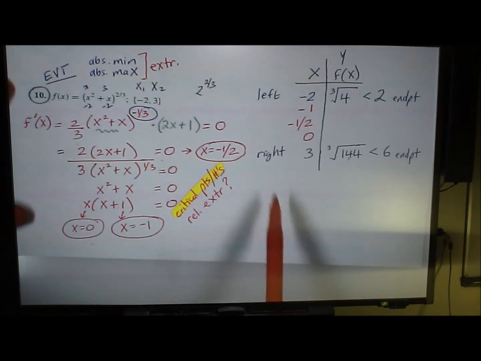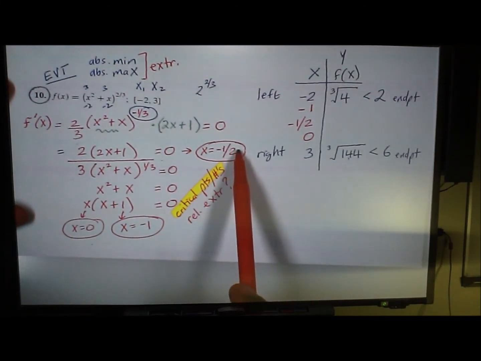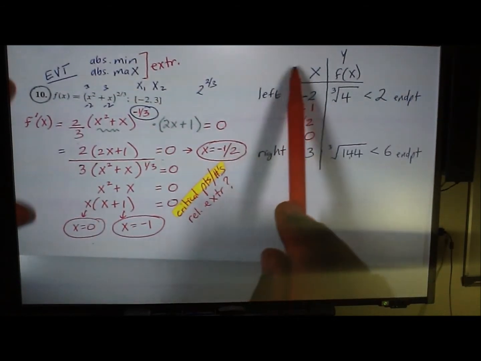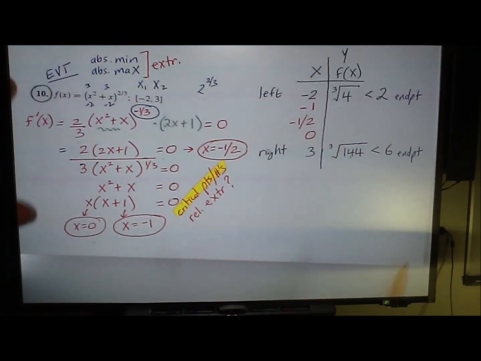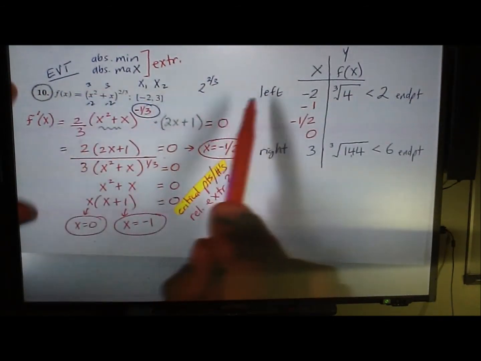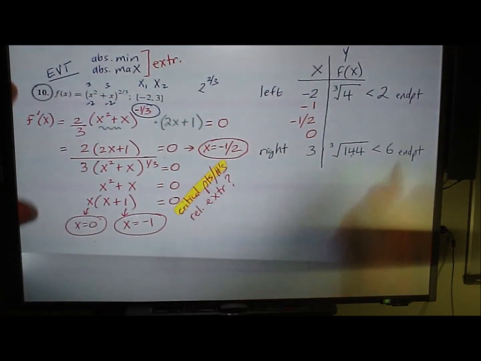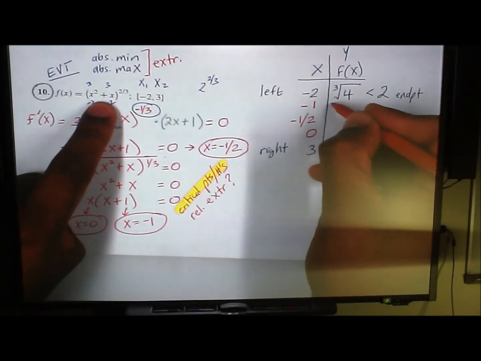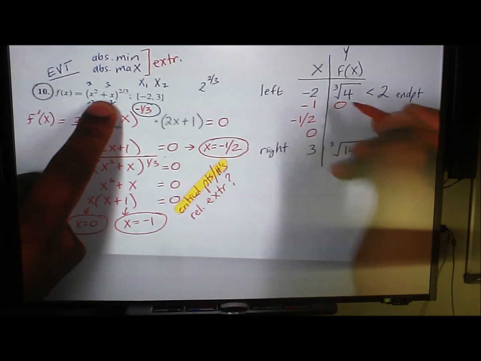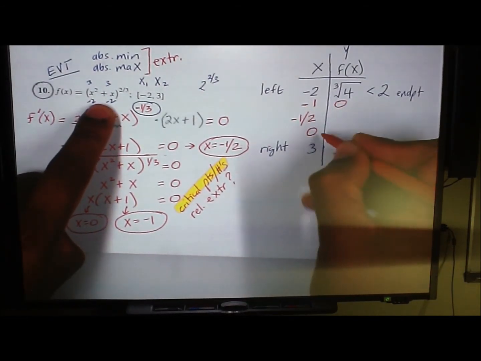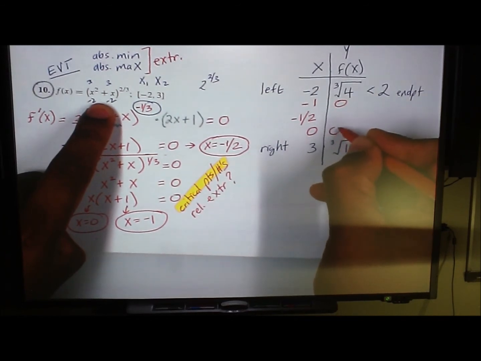Okay, step 3 is to take your critical points that you get from the numerator and/or denominator and put them into your xy table. And then you want to take your critical points and plug them into the original function, just like you did with your left and right endpoint. So when I take -1 and plug it in here, I get 0 to the 2/3, which is 0. When I take 0 and plug it in, I also get 0 to the 2/3, which is 0.